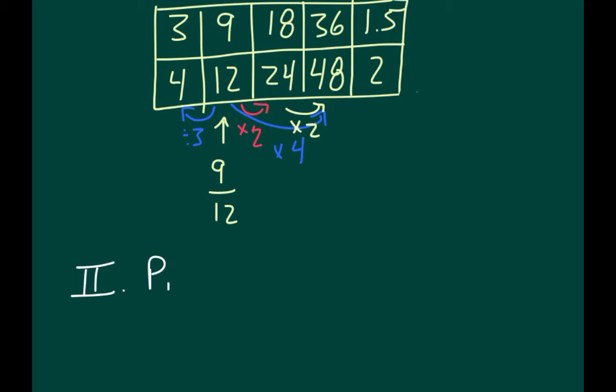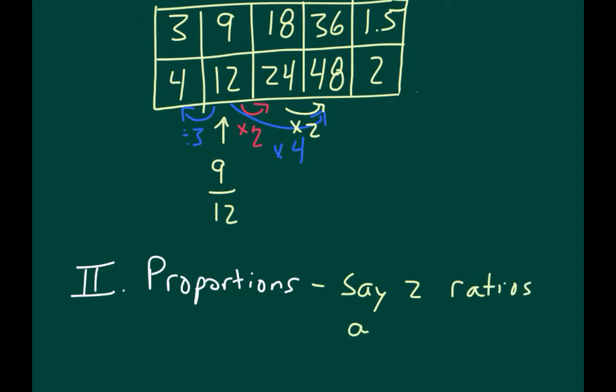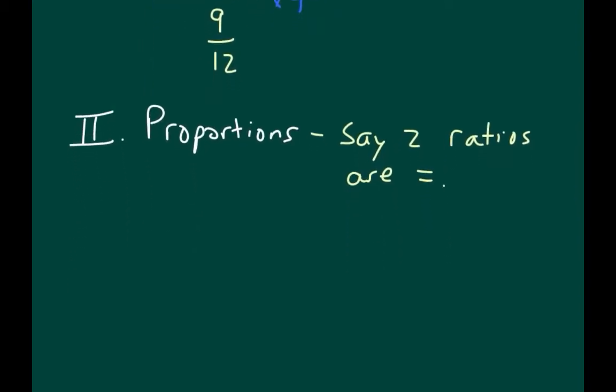Okay, moving on, proportions. So proportions are going to kind of be related to that. A proportion is really just one ratio that equals another ratio. Or the way the book defines it, they say two ratios are equal. So proportions say two ratios are equal.